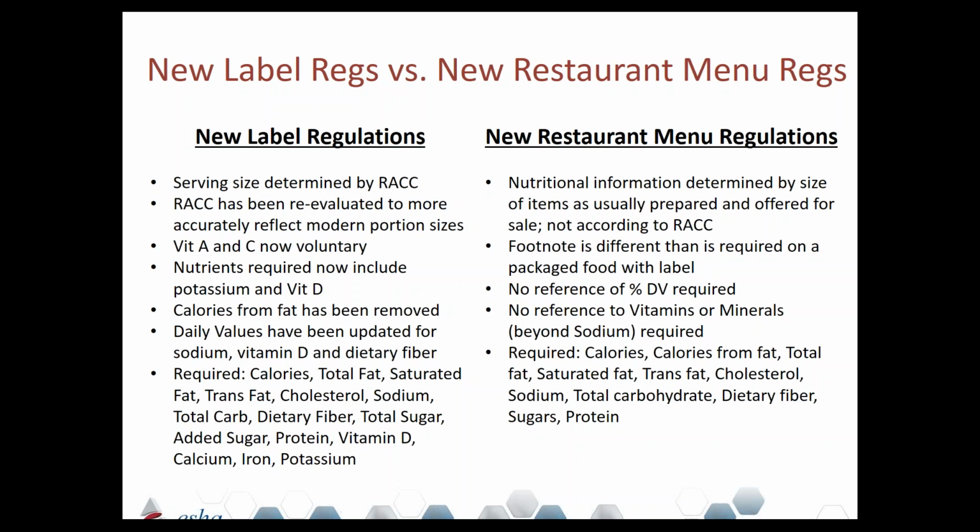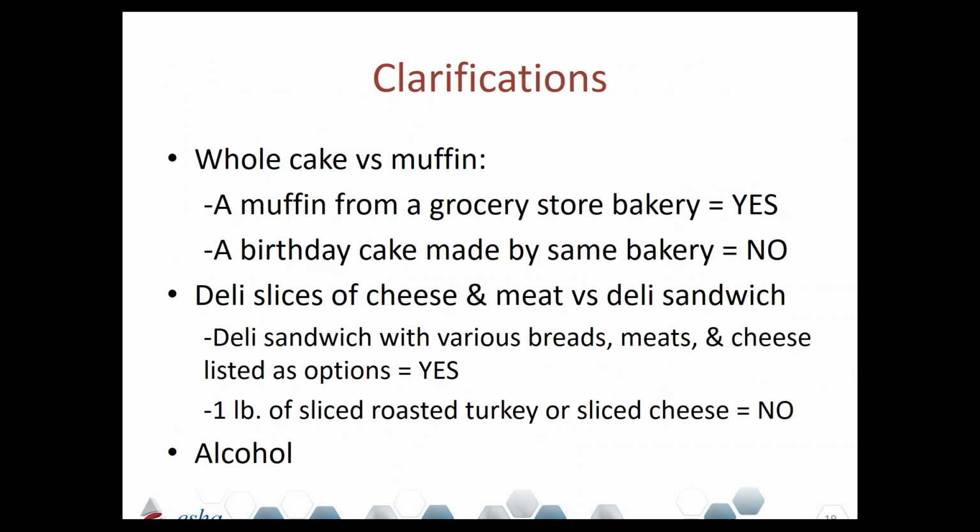You'll see a list down at the bottom which shows the total list of what is required on a label versus what would be required in the additional nutritional information from a restaurant. So we've got slightly different information going on there. A couple clarifications which can be used as different examples. There are many of these, and there are many questions out there right now. As we get more clarification from the FDA, and as people start to move into these examples, we'll be able to answer more of these questions, but I wanted to talk about a couple main examples.